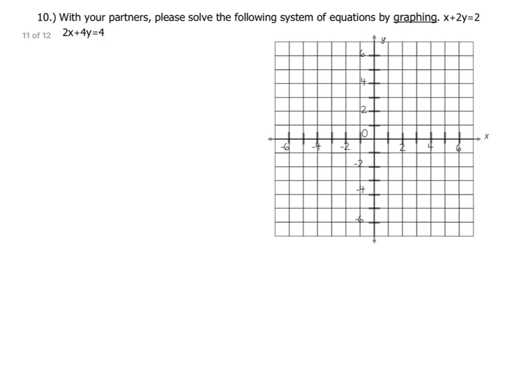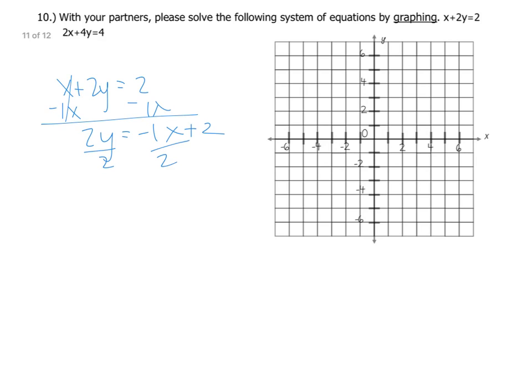Next one, we're going to solve this by graphing. So we need to solve for y. x plus 2y equals 2. So we're going to subtract 1x from each side. 2y equals negative 1x plus 2. Divide by 2. And y equals negative 1/2 x plus 1. Start at positive 1 and go down 1 over 2.